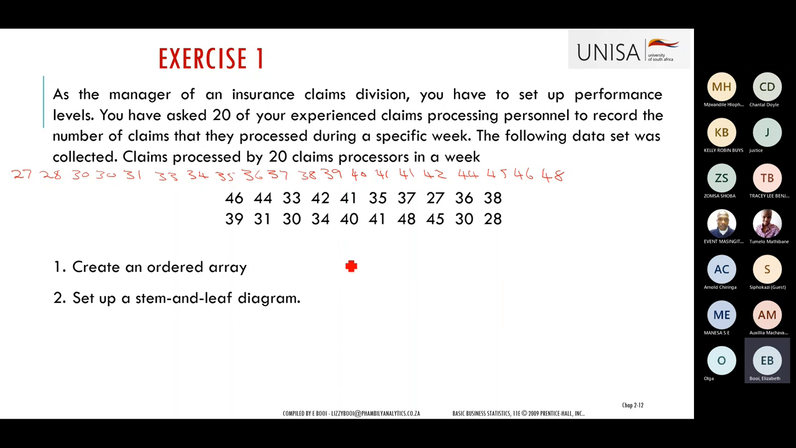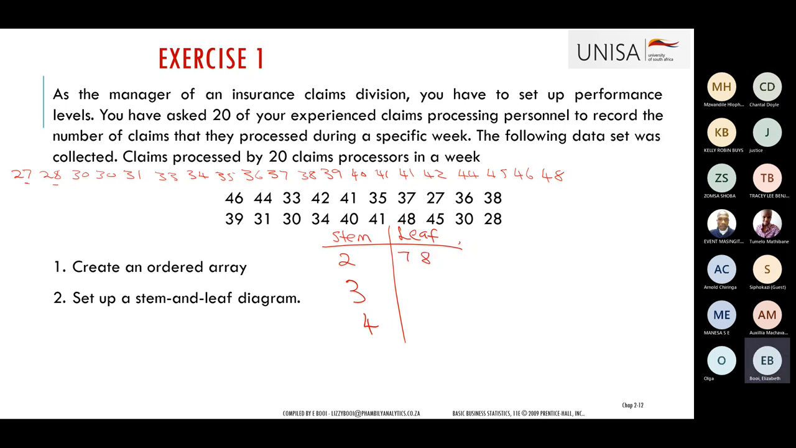So it means I'm going to have my stem and my leaf. You don't have to write stem and leaf like that. You can just draw a line as you have done and say 2, 3, and 4. So we'll know that this is the stem, that is the leaf. Okay, 2, 3, and 4, and placing my leaves, 2 and 7 and 8.